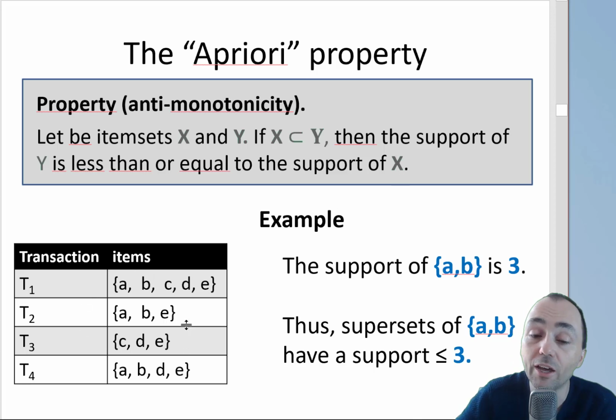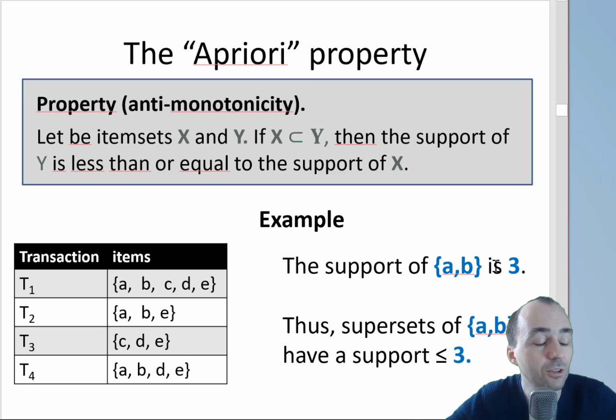I have again the same database, and here I look at AB, apple and bread. It appears 3 times in the data, AB, AB, AB. So the property says if X is AB and you have a superset like ABCD, you know that ABCD cannot have a support that is more than 3. If AB appears 3 times, the superset of AB, like AB with something else, like ABC, ABCD, cannot appear more than 3 times.